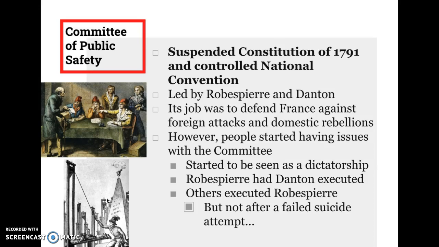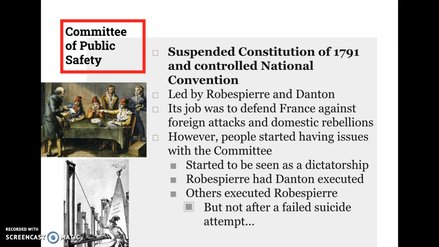All right, we've got the Committee of Public Safety. Basically what happened is this was Robespierre and Danton's little group of homies that controlled the National Convention. It was like a little mini dictatorship, if you will. They suspend the Constitution of 1791. They feel that it is their job to defend France against foreign attacks and domestic rebellions. And naturally, because they get a little cray-cray, not a lot of people see a lot of faith in the Committee of Public Safety, and it goes all downhill from there. They start to be seen as a dictatorship.